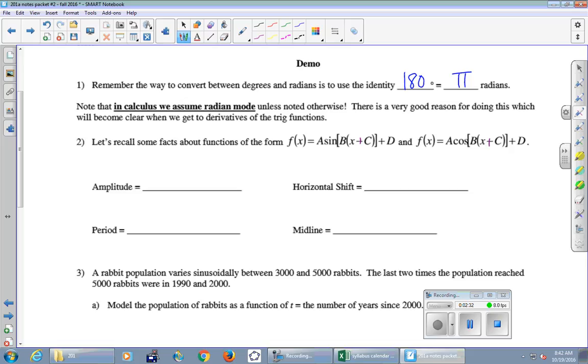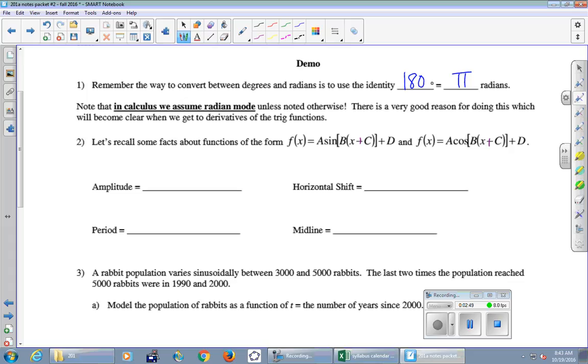And so we just want to remember some of the basic stuff about what the effects of a, b, c, and d are. You guys know very well the graph of sine of x and the graph of cosine of x, and we should be able to transform them by putting these 4 constants, a, b, c, d, in the various places. So let's run through.